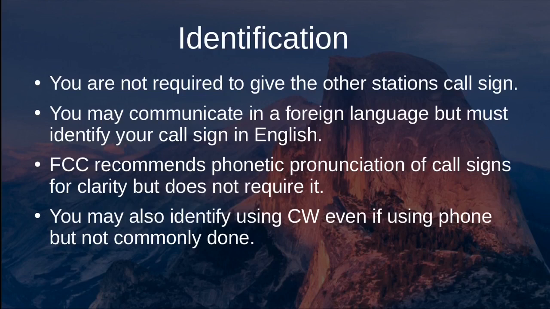And you can also identify using CW. So if you're transmitting in CW, obviously you're going to use your call sign and use CW to transmit your call sign. However, if you're having a simplex conversation on HF or single sideband, you can actually talk on single sideband using the phone method, but transmit your call sign using CW. That's not commonly done, but it is legal to do so.